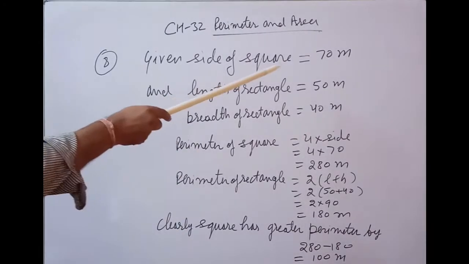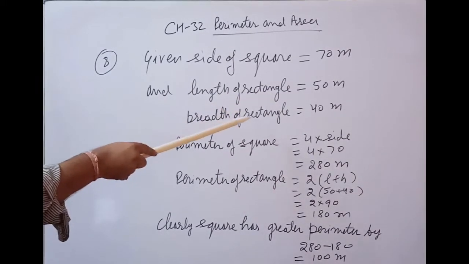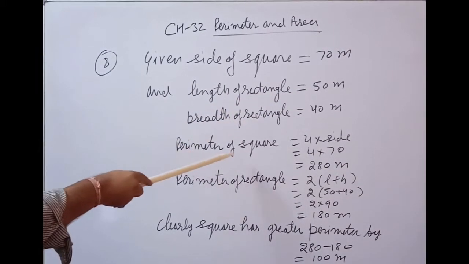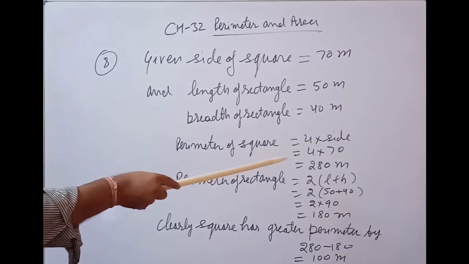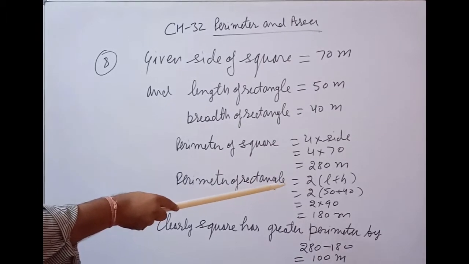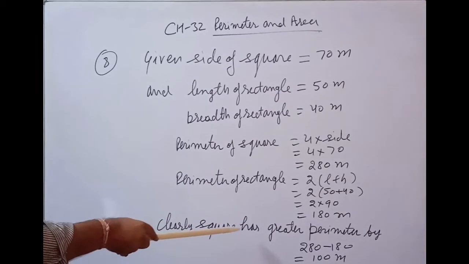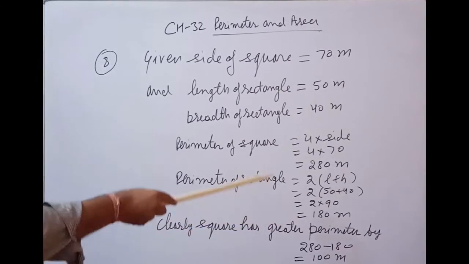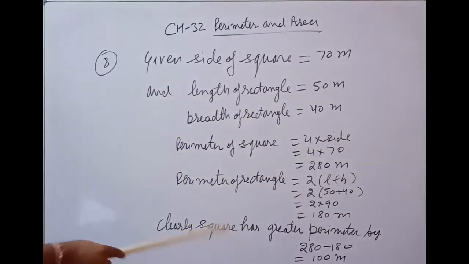Given side of square equal to 70 meter, length of rectangle 50 meter, breadth of rectangle 40 meter. Perimeter of square will be 4 into side, that is 4 into 70, that is 280 meter. Perimeter of rectangle equal to 2 into (l plus b), that is 2 into (50 plus 40), that is 2 into 90, that is 180. So clearly the square has greater perimeter, and by 280 minus 180, that is 100 meter. So in that manner you will do the sums.